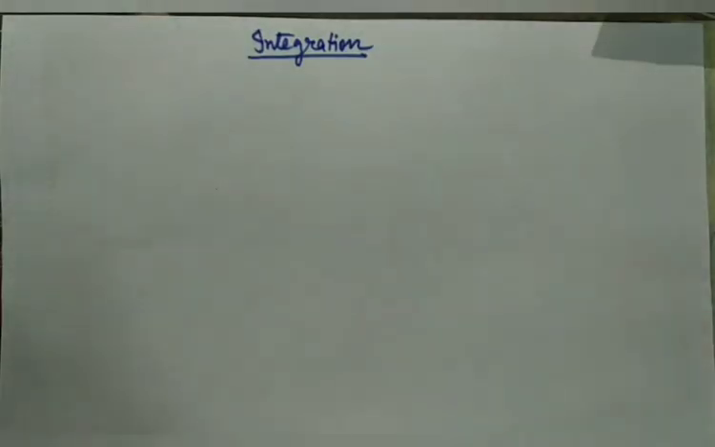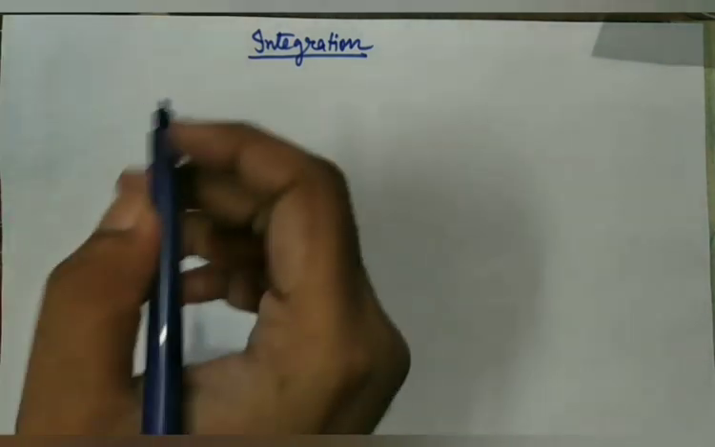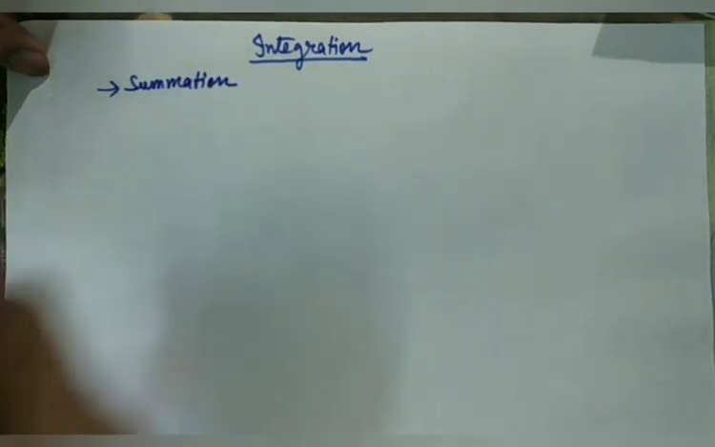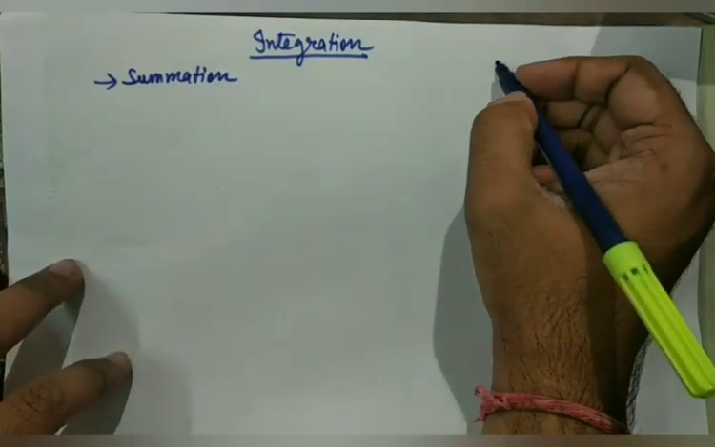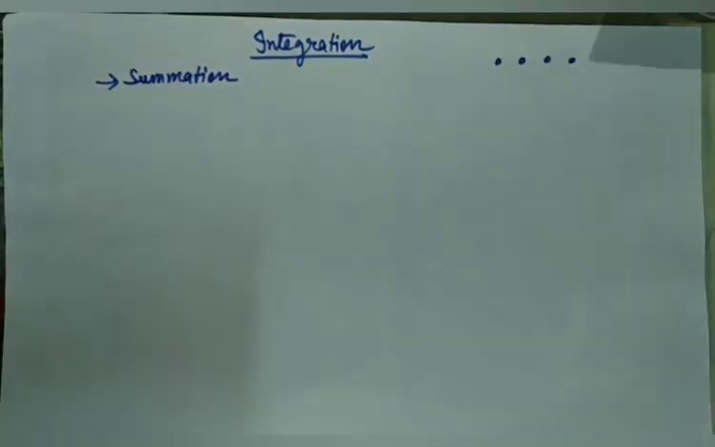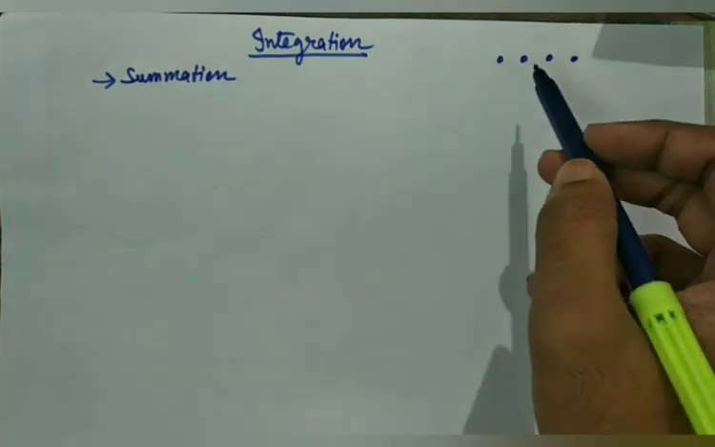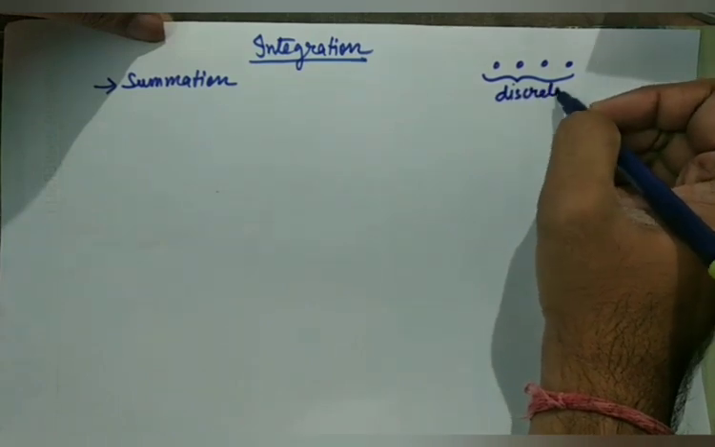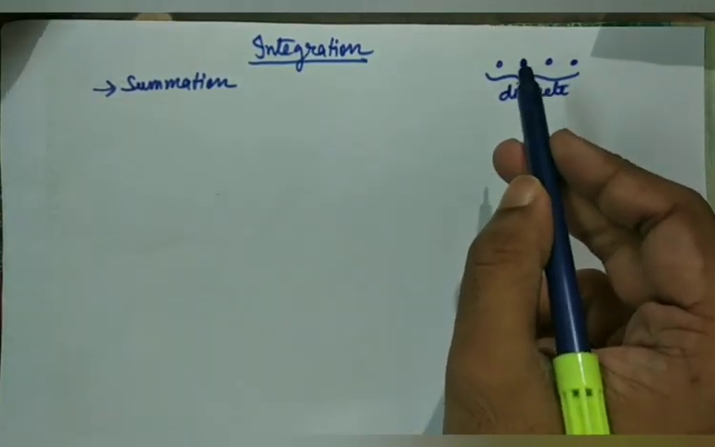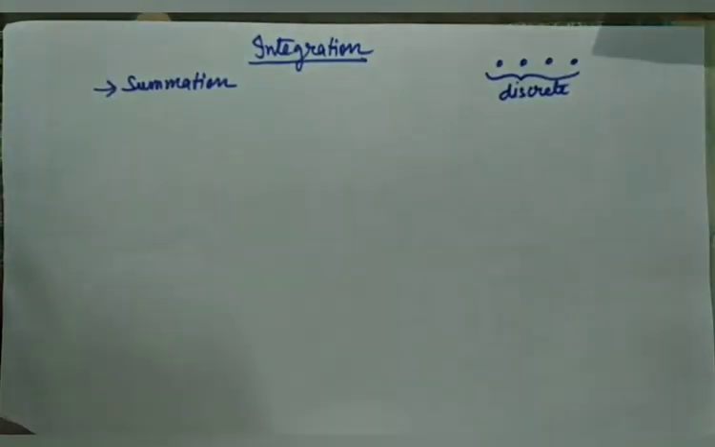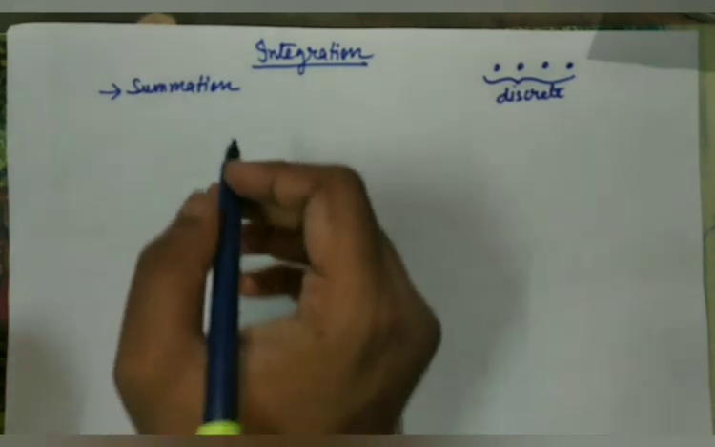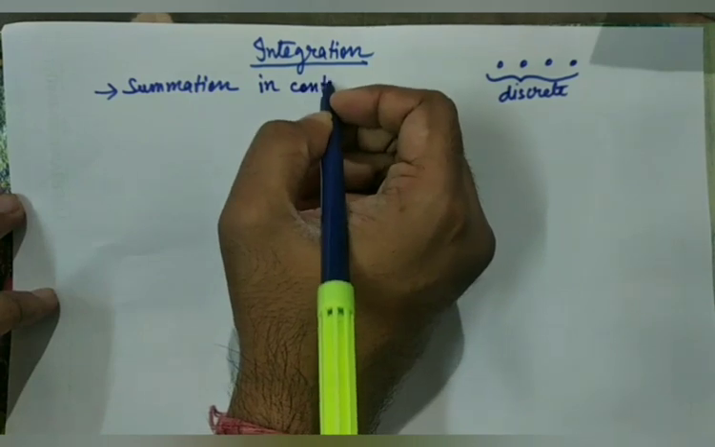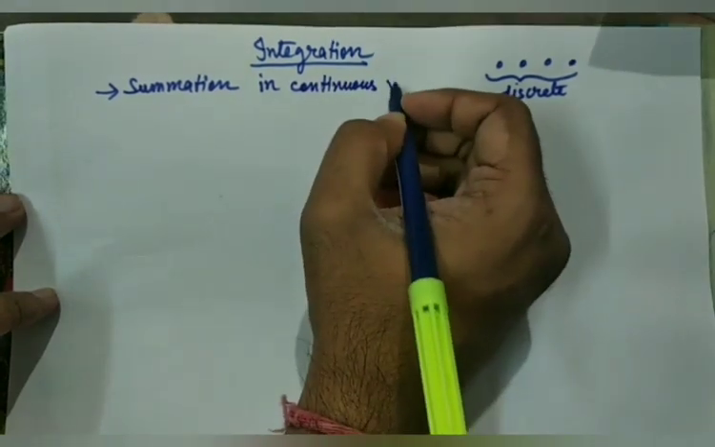So now let us learn about integration. Integration is nothing but summation. Suppose we have given you, say, 4 dots. You count the dots 1, 2, 3, 4, because these are discrete. So you can simply count 1 plus 1 plus 1 plus 1. Integration is summation in continuous variation.